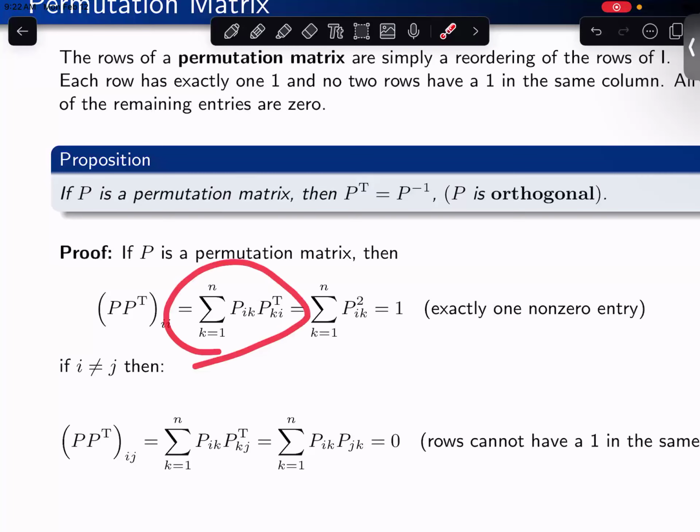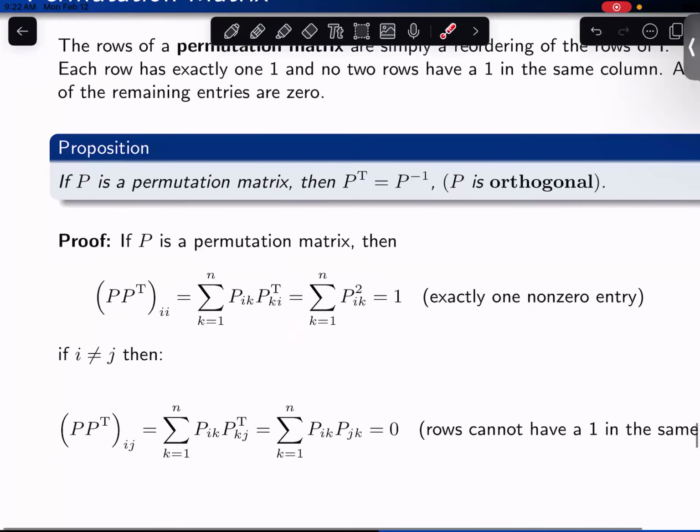So I don't think I'll probably make use of this on the exam, but it's good to know for the rest of the class. And so what ends up happening is we have that this is the i,kth entry of P times the k,ith entry of the transpose of P. By the definition of the transpose, you can switch the order of these indices. So that way it becomes P_ik.